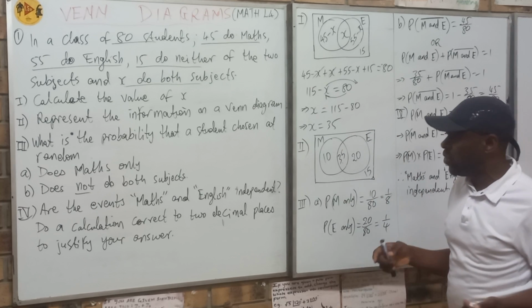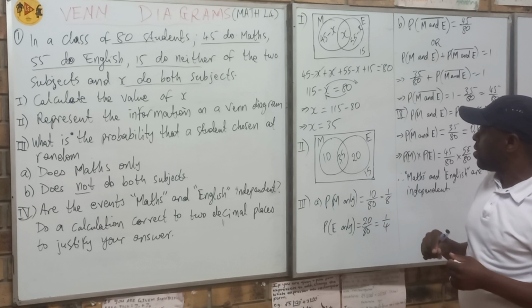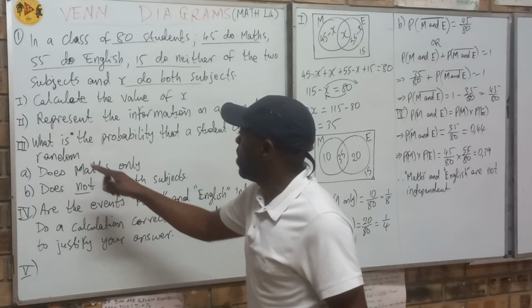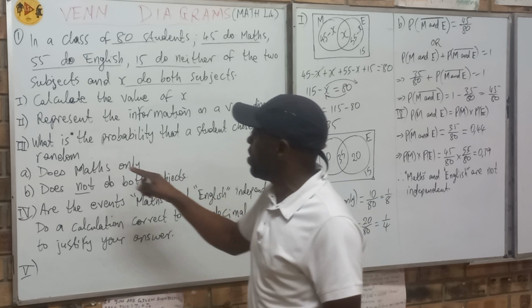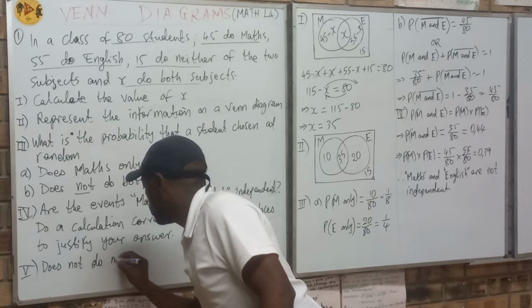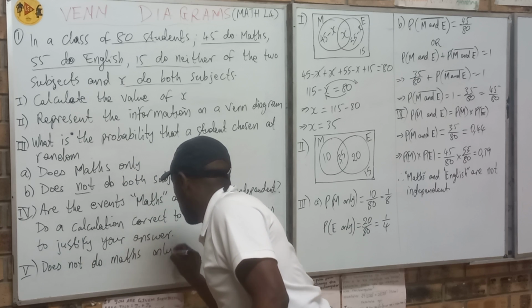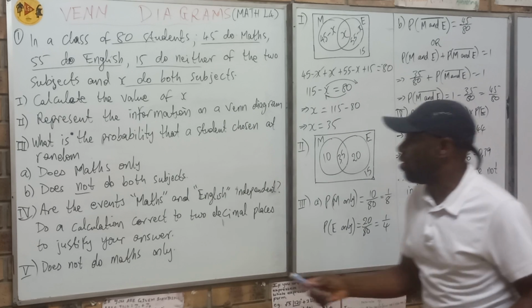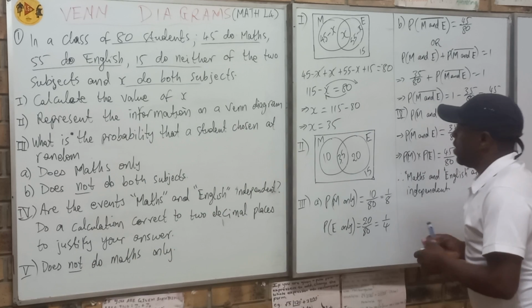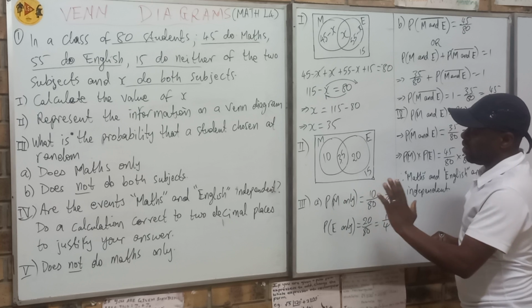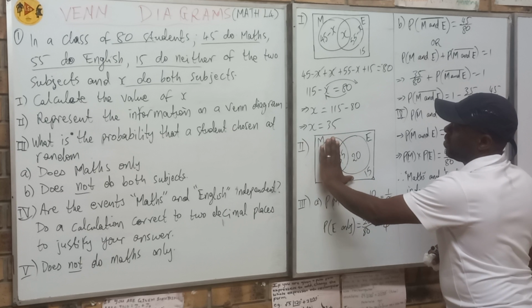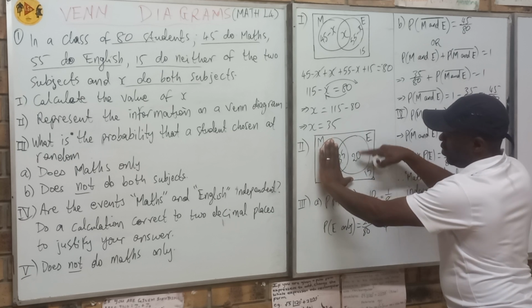They can even ask a simple question like the probability of those who do not offer math only. Let's just add that one as our last question. We are saying, what is the probability that the student chosen at random does not do math only. So if you don't know the portion called math only, it's a problem. The fact that they say does not means if I know the portion called math only, if I want to see those who do not do math only, I just cover that. If I cover those who do math only, I'll see those who do not offer math only.